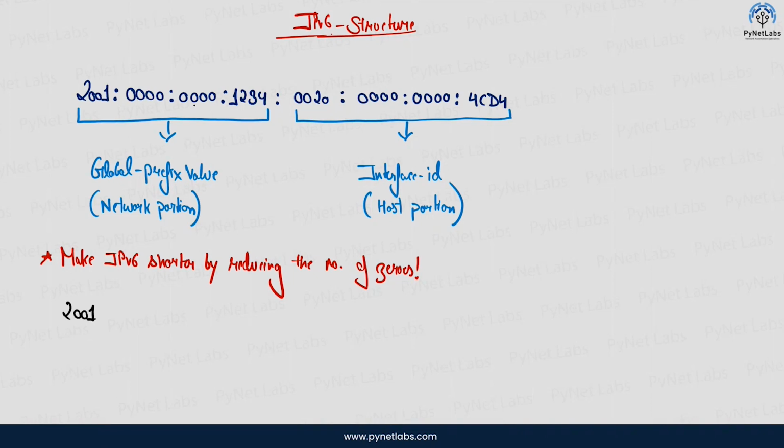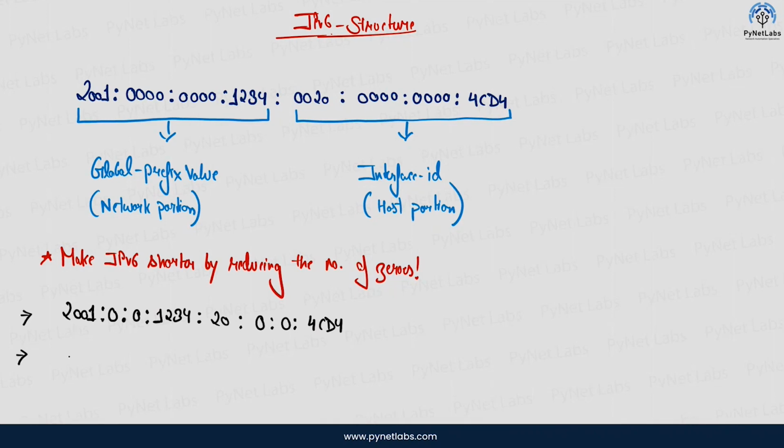Now here you can see you got continuous 4 zeros. So what you can do is colon single zero, colon single zero. That's how you can represent four continuous zeros. If you got four continuous zeros, it can be represented by one 0. Then I got 1 2 3 4. Then again colon, and see here I got 0020. So if I mention 20, the machine will automatically understand that the previous two digits were 00. Then again 00 are there, so I'll mention 0 and 4CD4. So this is one correct way of defining the IPv6 address.